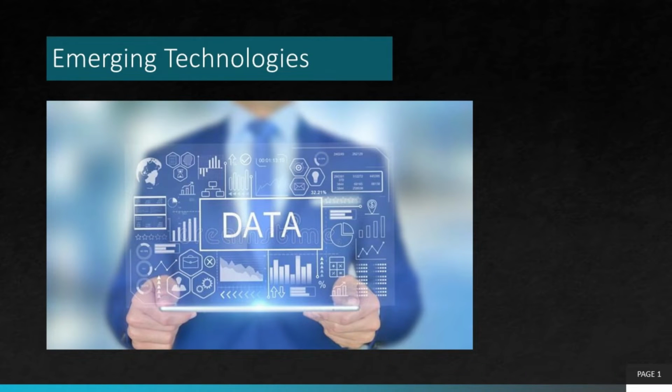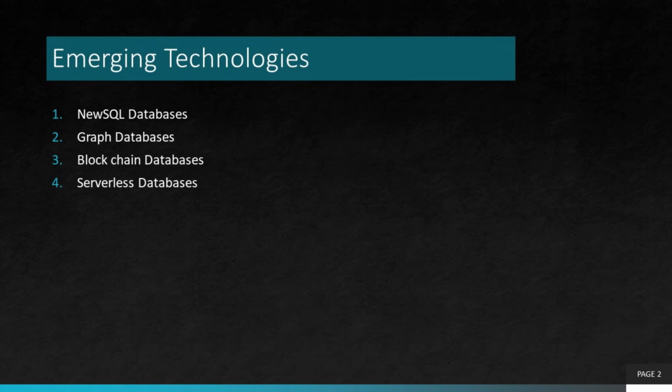So like everything else, database technology changes over time, right? So there are several emerging technologies that you need to be aware of. So you have NewSQL databases. These databases combine the benefit of traditional SQL databases with the scalability and performance of NoSQL databases. Some notable examples include Google Spanner and CockroachDB.